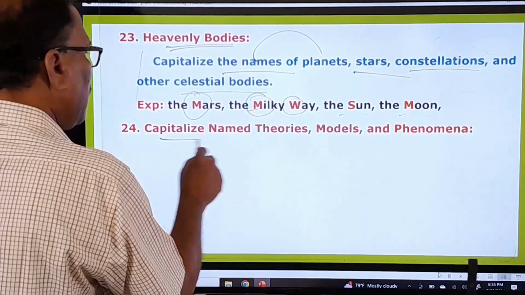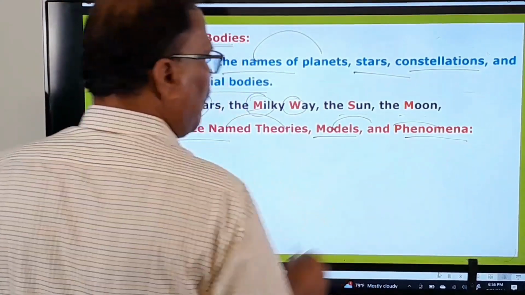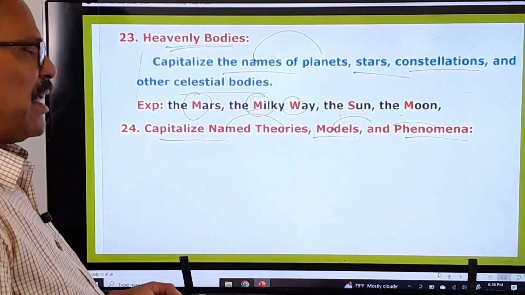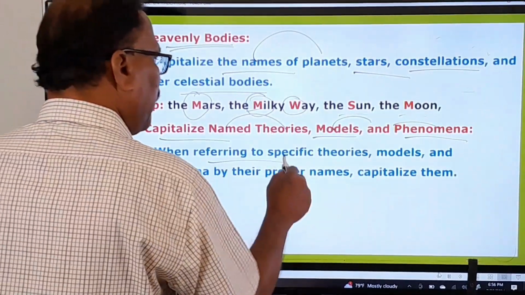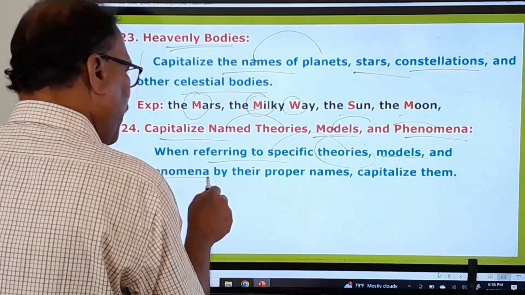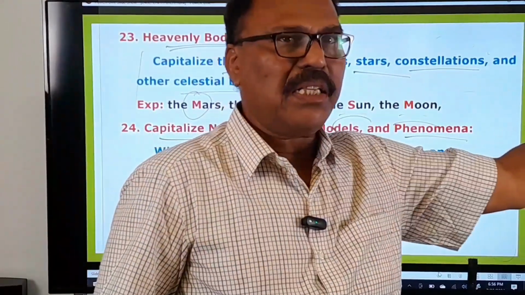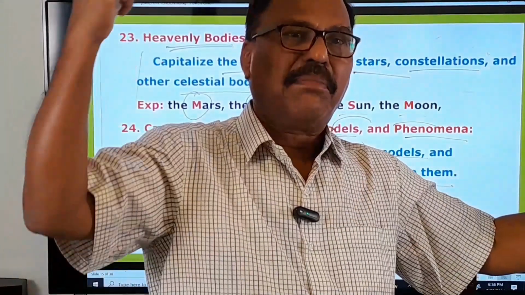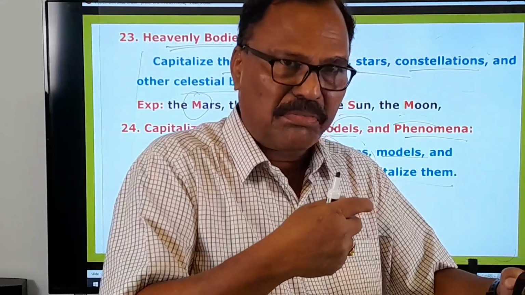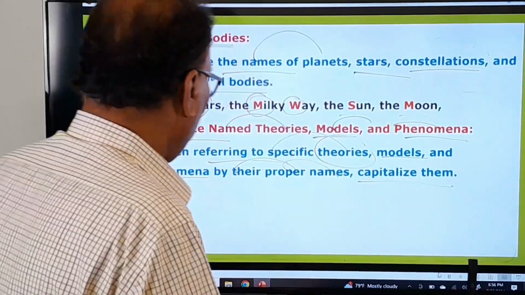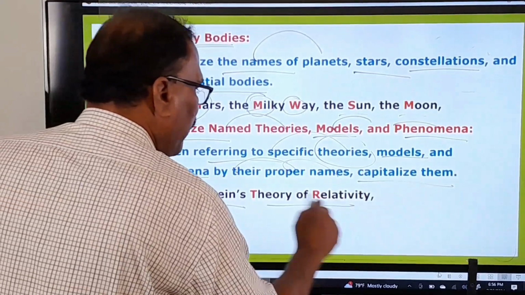Heavenly. And capitalize named theories. Capitalize named theories, models, and phenomena. Some scientific theories will be there, some models will be there. So here all of them should be capitalized when referring to a specific theory, model, or phenomenon by its proper name. So whenever some scientific theory is mentioned along with the person who propounded it, you have to capitalize that title, right? Here you pay attention. Here Einstein's, so this name is there, the Theory of Relativity.